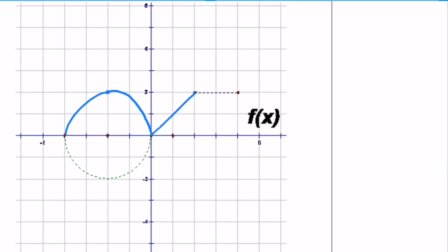So between 0 and 2 is already up above, so I'm just going to overlap it and make sure whoever's marking this knows that I know that's part of my absolute value. I'm just going to show the regions now.